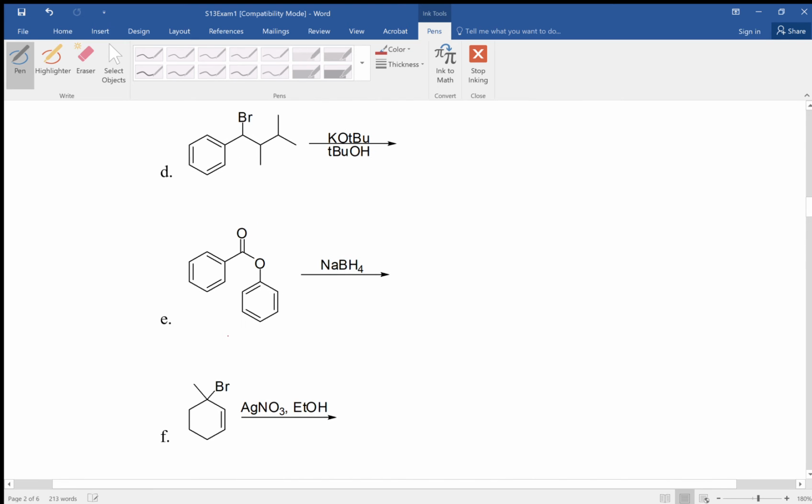All right, part D, we have potassium t-butoxide and t-butanol. That's a strong base in a protic solvent. So we're looking again at E1 as the most likely possibility. Our leaving group here is secondary and it's next to an aromatic ring, so it will form a highly stable carbocation, and we will get the elimination that we would expect.